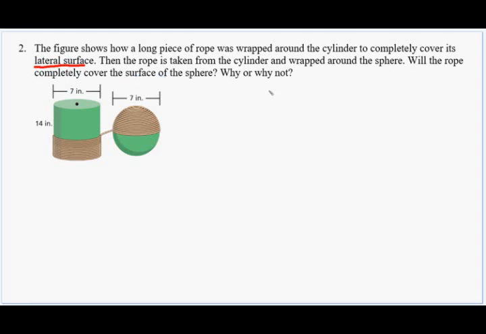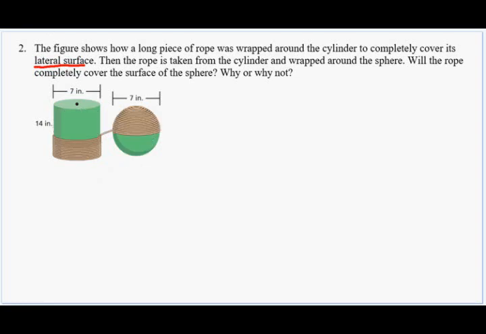Why or why not? We could actually solve this without using math, just with a little deductive reasoning from those first couple of slides. But let's do the pure math way to do it. They're asking us, is the surface area of the cylinder greater than the surface area of the sphere? If it is, we would have plenty of rope to cover the surface area and have maybe some extra left over. If the surface area of the sphere is greater than the cylinder, all the rope around the cylinder is not enough to cover the sphere.